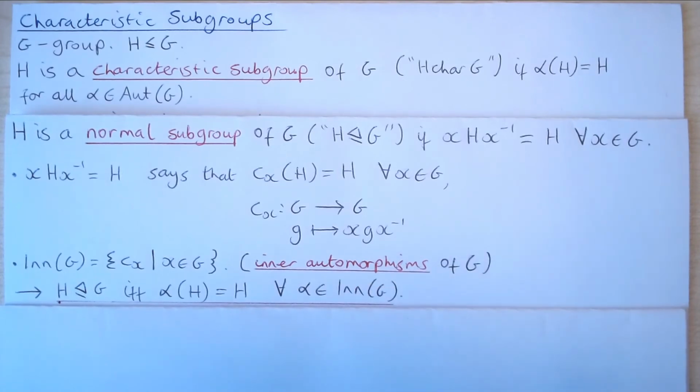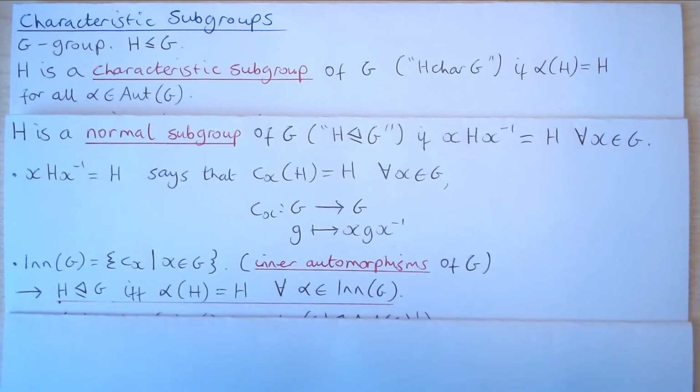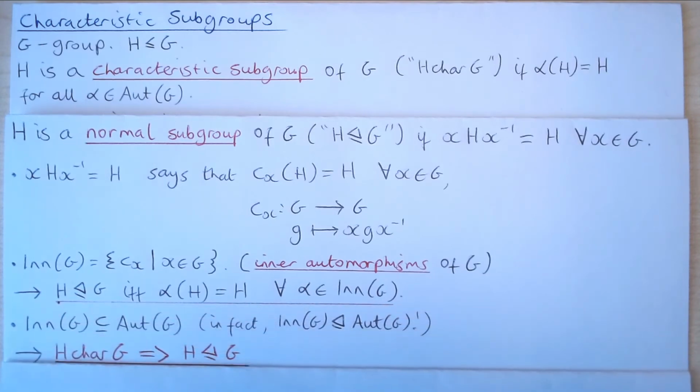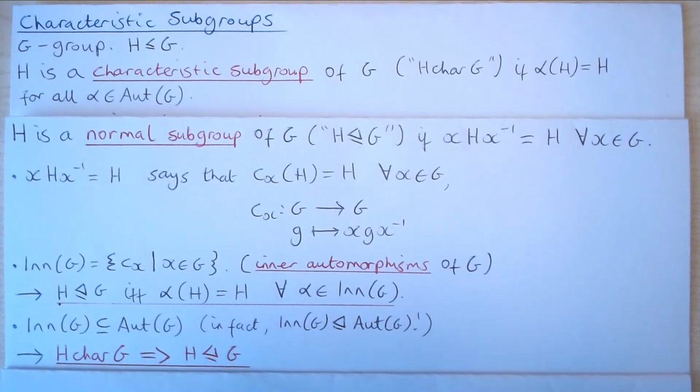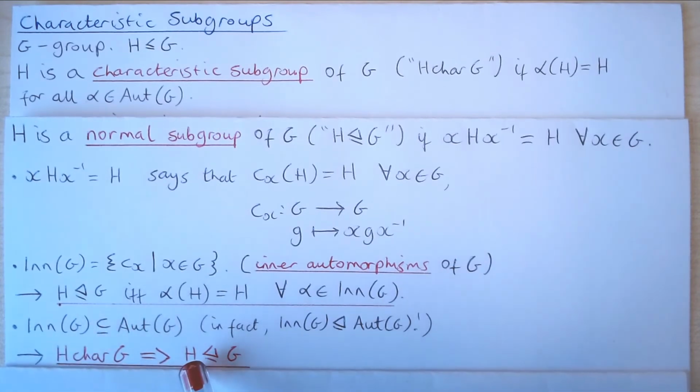But given that every inner automorphism of G is an automorphism of G, this just says that H is characteristic in G implies H is normal in G. Because if H is fixed by all automorphisms of G, i.e. H is characteristic in G, then H is also certainly fixed by all of the inner automorphisms of G. So H is normal in G.